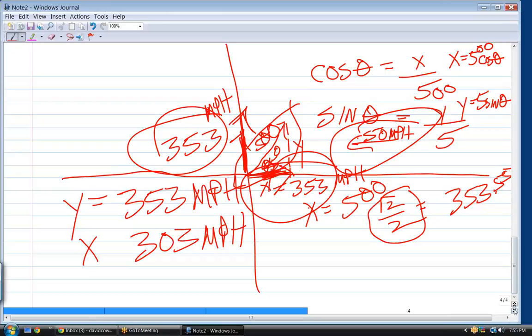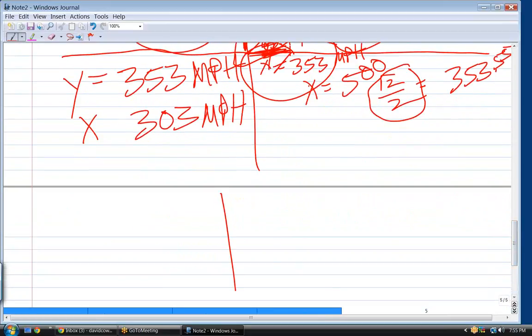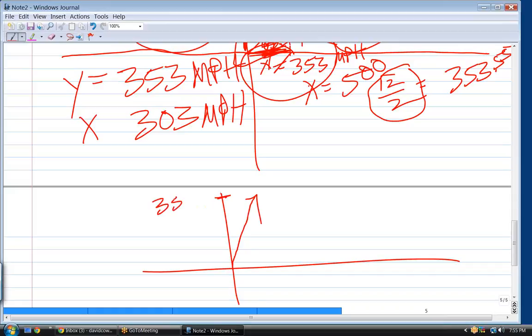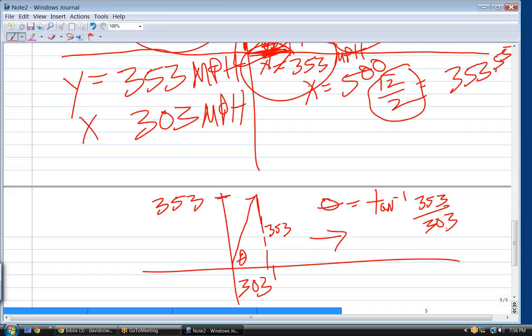Okay, now we've got two new vectors. In other words, which way is the plane going now? Well, it's going more north than it would have been going. And the north component is 353. The easterly component is 303. Well, what's the new angle that it's going at? That'd be the inverse tangent, because this is 353, that's 303. So the inverse tangent of 353 divided by 303, what's the inverse tangent of that?